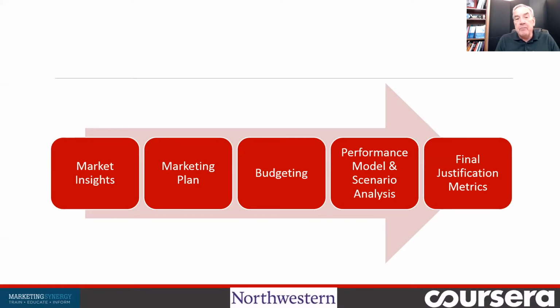Then we move over to budgeting. So we figure out what our marketing budget's going to be and what else we need. If we're building a community, the budget is different than if we're doing some sort of nurture program. So we take you through how to figure out the costs. We then go through and build a performance funnel, and we go through the scenario analyses. Again, we take you step by step through it, and then we build the final justification numbers.